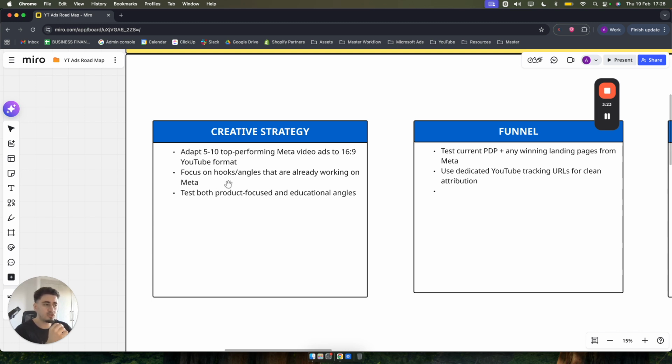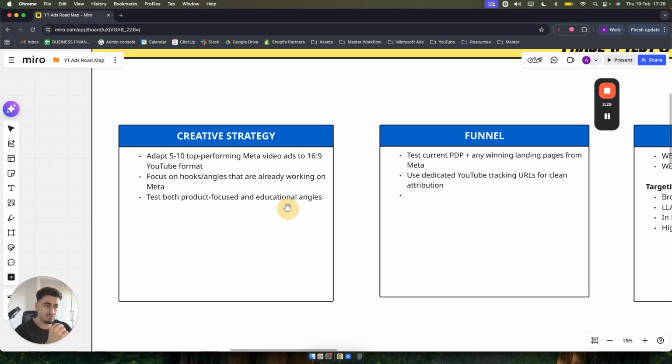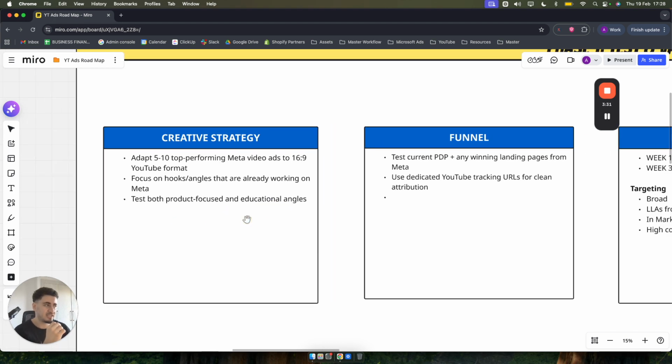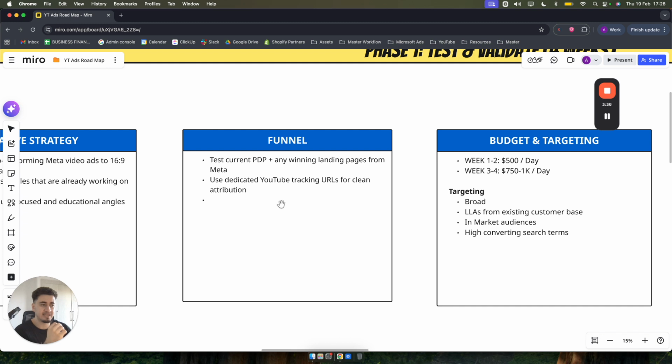Then what you want to do is focus on the hooks and angles that are already working well on Facebook. And then you want to test both product focused and educational angles, right? This is going to be important. Right now is just a testing phase. In terms of the funnel, if you guys already have Facebook in place and you're getting good results, it's going to make your life much easier.